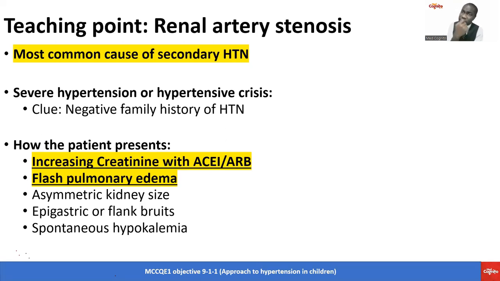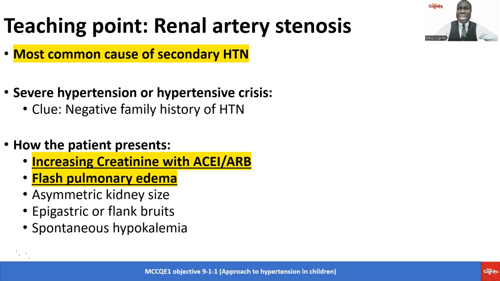This is also a child that does not have heart failure. But you realize that the child has been to the emergency room several times with flash pulmonary edema, shortness of breath. I can't breathe. And then the child is given some furosemide and it goes away. You do a BNP, brain natriuretic peptide. There's no increased BNP. Why is this child coming to the emergency room with recurrent flash pulmonary edema? Renal artery stenosis.